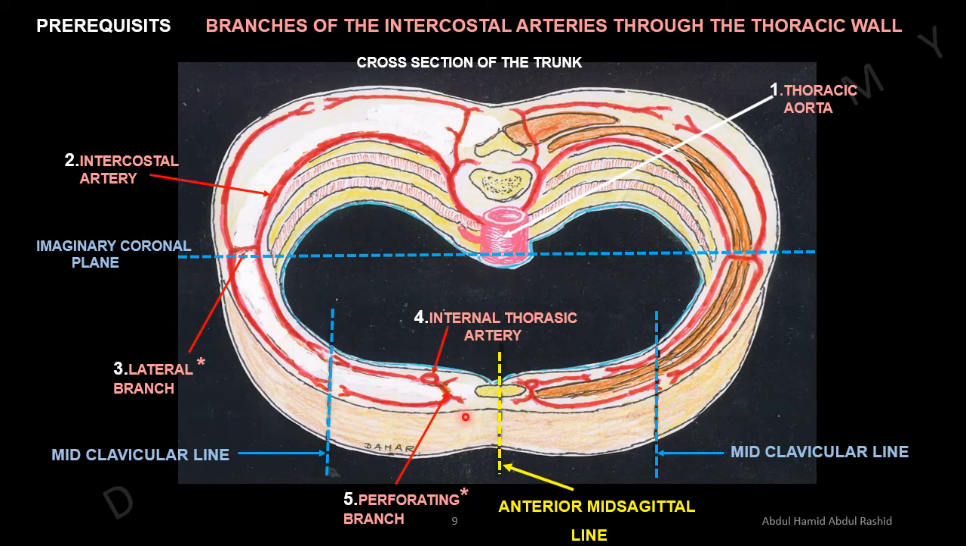So the area of the anterior part of the thoracic wall between the anterior mid-sagittal plane and the mid-clavicular line is supplied by branches from the internal thoracic artery. That is the perforating artery here, and this little branch going laterally, they will supply this part. But the part of the anterior wall of the thorax lateral to the mid-clavicular line is supplied by the lateral branches of the intercostal artery. So this area is supplied by these branches coming from the lateral branch of the intercostal artery.